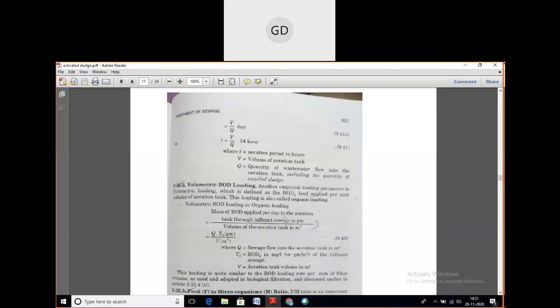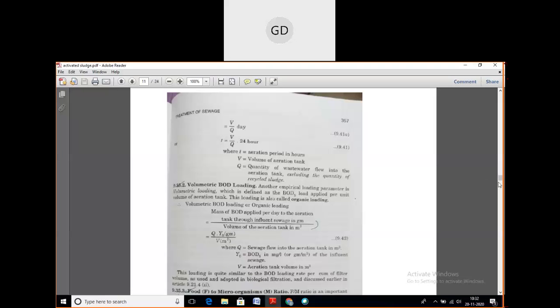The expression is the mass of BOD applied per day to the aeration tank through influent sewage, divided by the volume of the aeration tank in meter cube. This whole thing is your formula. It is also written as Q into Y naught divided by V. What is Y naught? Y naught is your BOD5 in milligram per liter. Q is the sewage flow to the aeration tank, and V is your aeration tank volume. So this is about your volumetric BOD loading.